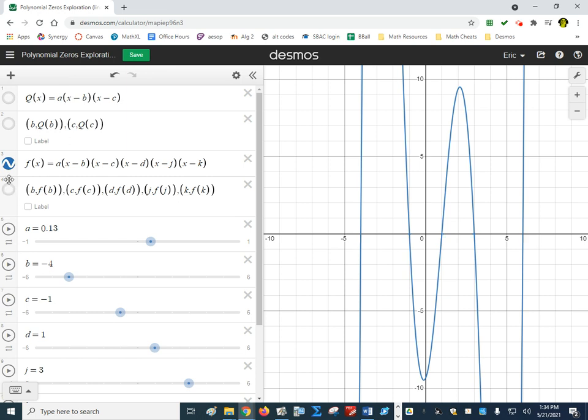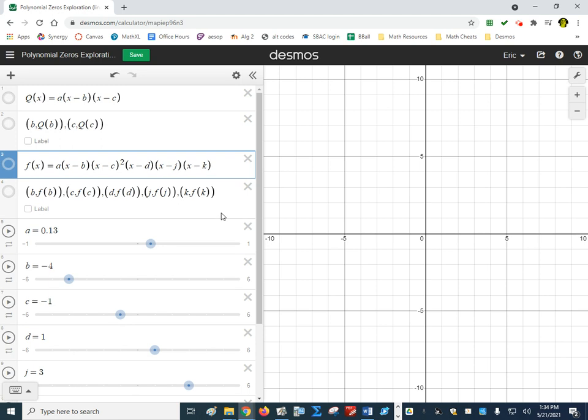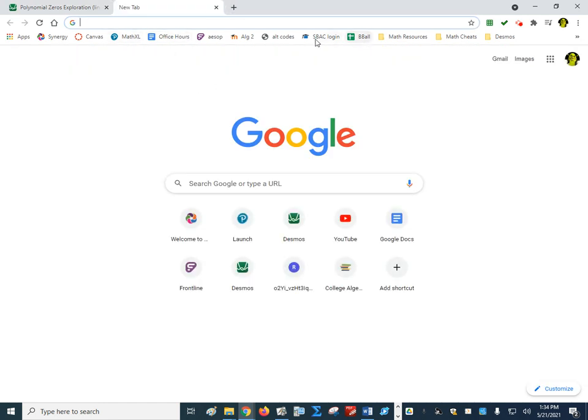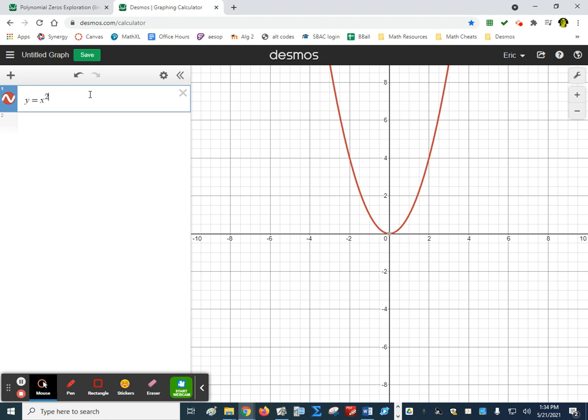Now you make a prediction for me here. What's going to happen if I take, for example, the x minus c factor and raise it to the second power? Let's compare that to a parent function like y equals x squared. There's my parent function. How does that interact with the x-axis? It just touches it, but does it cut through it like a line? No, it bounces like a parabola, like the parabola it is.